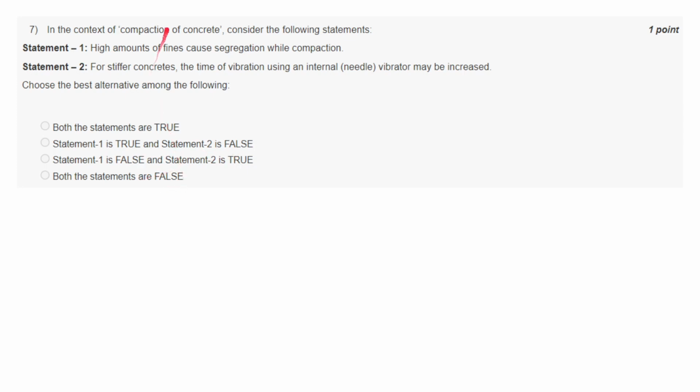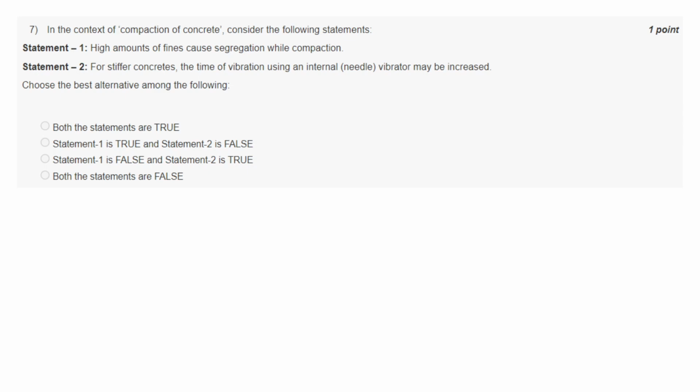So in concrete compaction, as we have studied, a low amount of fines will result in more honeycombing, and in case of a high amount, that will result in bleeding, and that will result in segregation because the fines will try to collect themselves on the surface. So that is true, one is true.